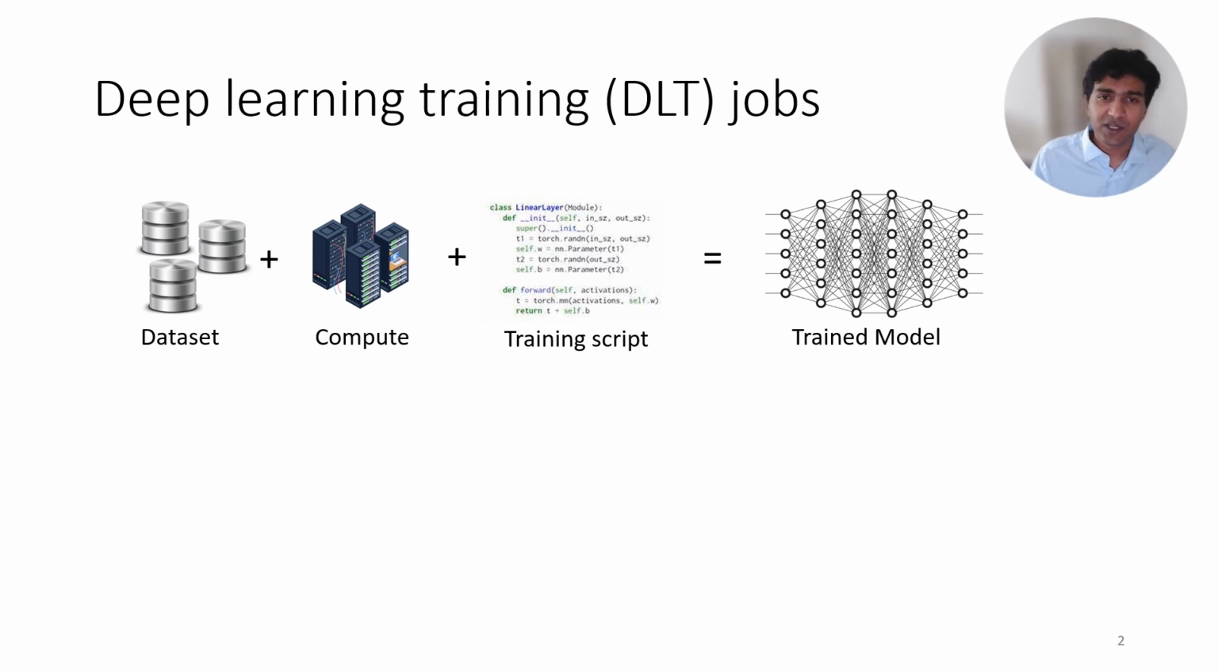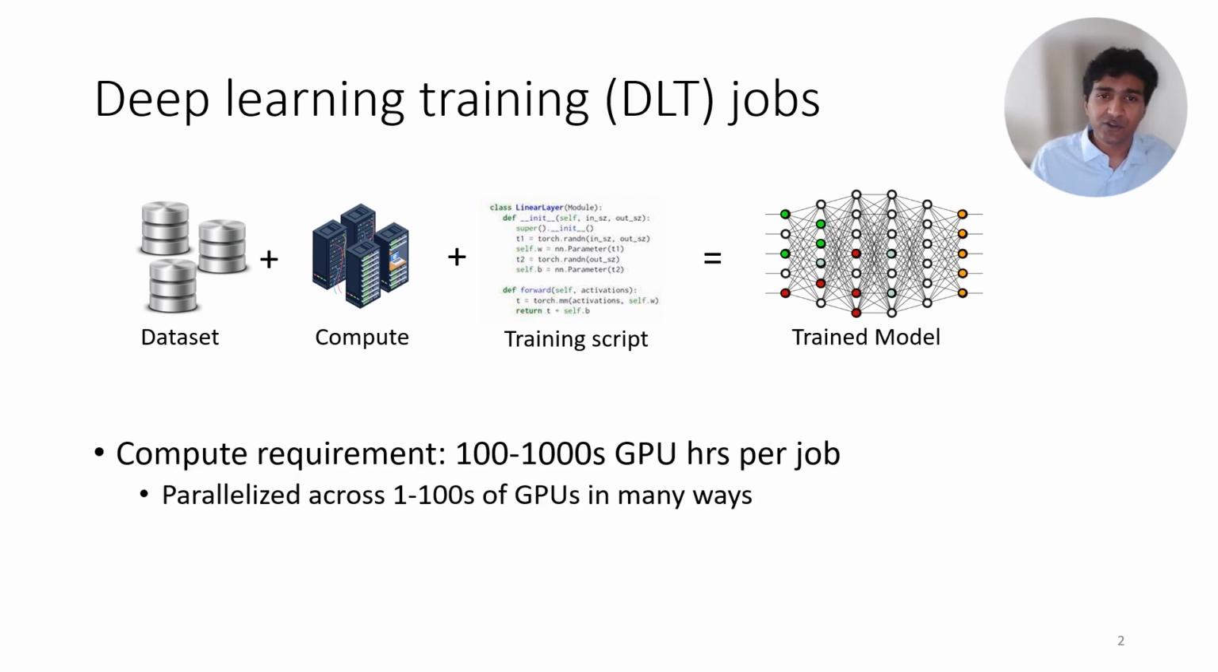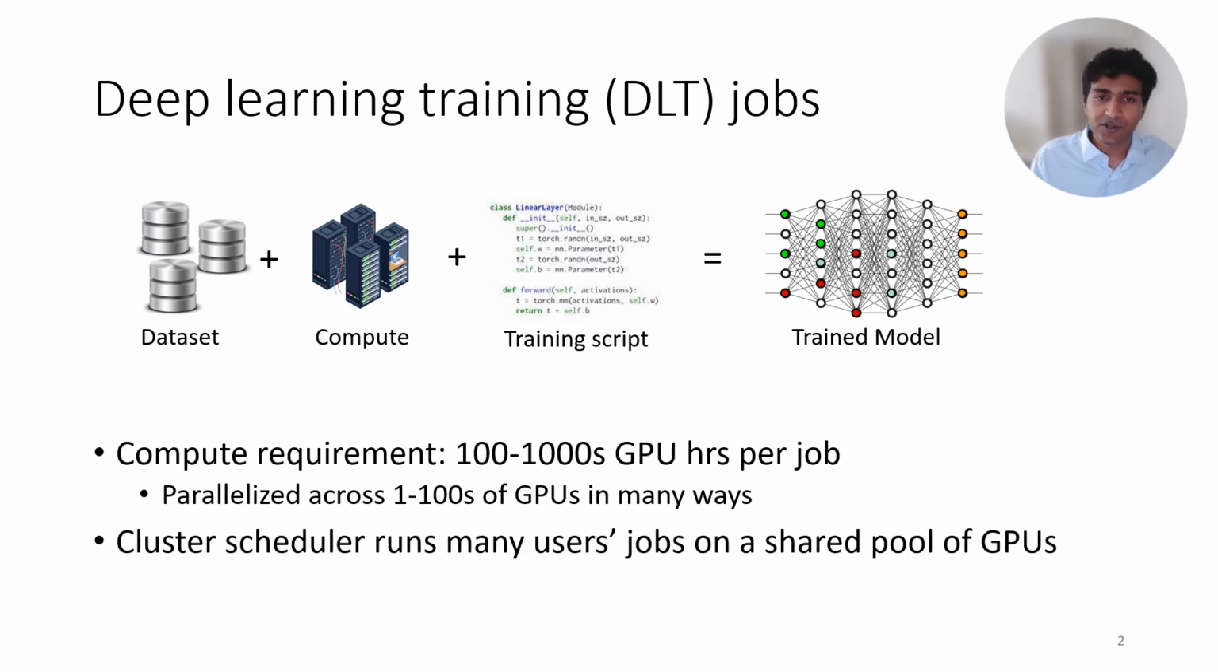Deep learning training jobs are an important class of workloads in today's data centers. Deep learning training jobs run a user-supplied training script on a dataset using GPU-accelerated compute and produce a trained model on completion. These jobs can consume hundreds to thousands of GPU hours per run and can be parallelized across up to hundreds of GPUs in many ways. Sizable deep learning clusters often share the cluster resources among many users that submit their jobs to a central cluster scheduler. The cluster scheduler allocates GPU resources to jobs with the primary goal of minimizing job runtimes.